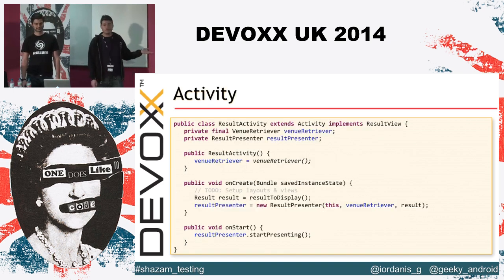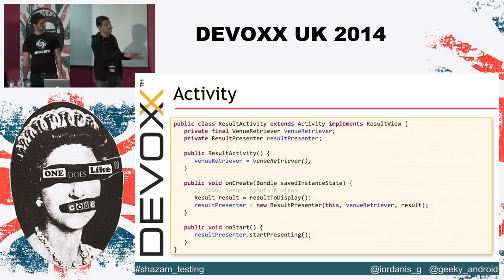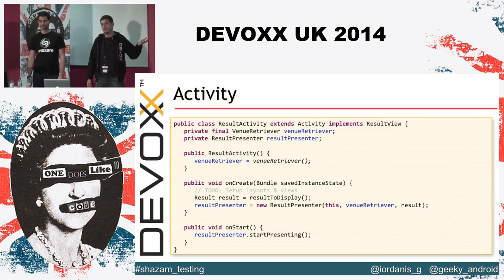Our activity is the bit that, as Jordan mentioned before, on Android, that's the bit that displays things for you, if you will, for those that don't know. We inject a venue retriever here using a static factory method. Now, in classical DI, you would inject that dependency in the constructor. But the reason we don't do this here is because Android controls our code. We don't control it. And you have to provide a constructor without any parameters to it. So we inject it directly to a field.